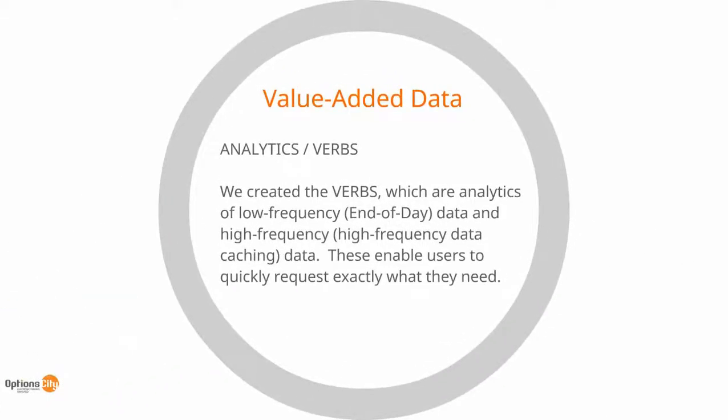The value-added data that we're providing is that we also have market data, Vertex does, but we've created something that we refer to as verbs. Not only do we do high-frequency data, we also take care of low-frequency data as well, such as end-of-day data. This allows users to get exactly what they need, whether it be anything from end-of-day to weekly data to intraday data to any or every event or message. And so the question becomes, why is that important?